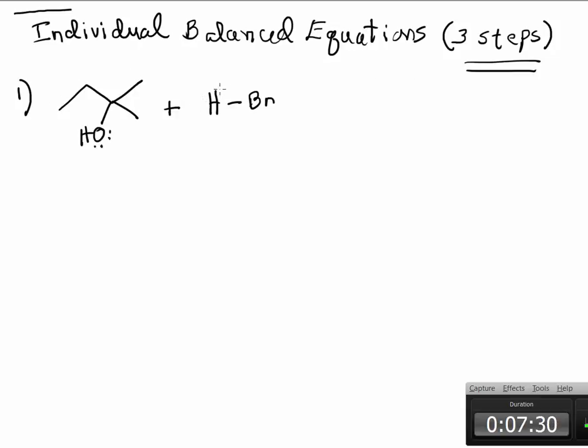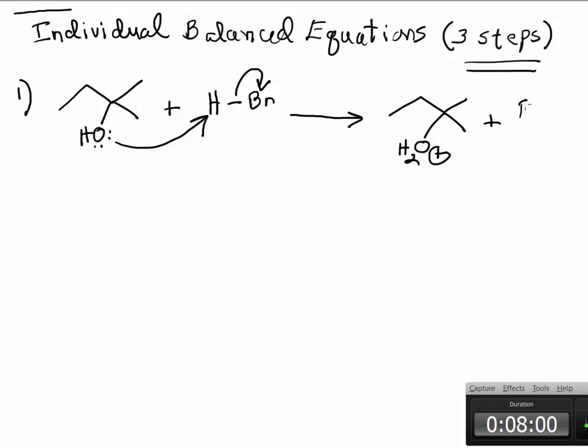So we start out with our reactants. Again, the OH group is going to grab the acidic proton. That's going to form a bond, and since hydrogen can't have two bonds, we got a pair of electrons being left behind. Arrow to our products. We form our protonated alcohol. Don't forget the charge. And, of course, the Br minus.